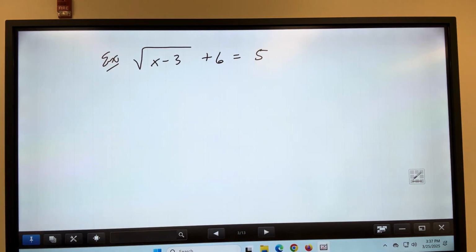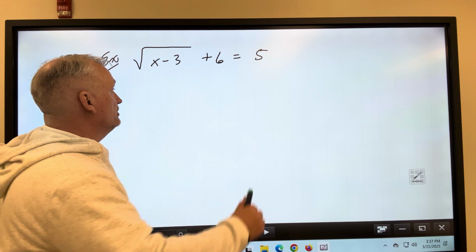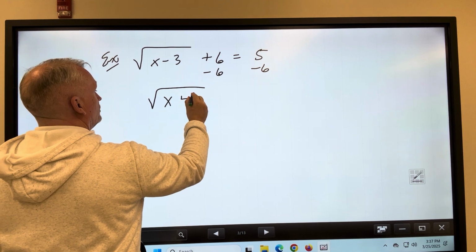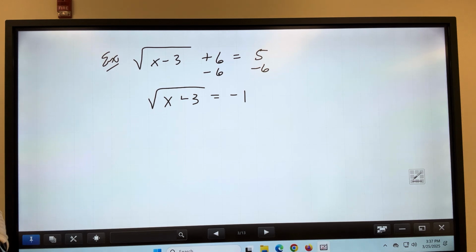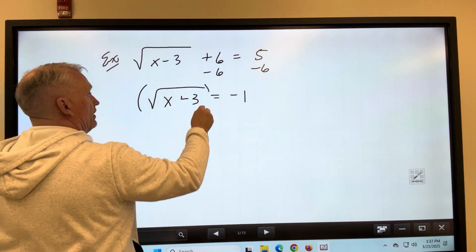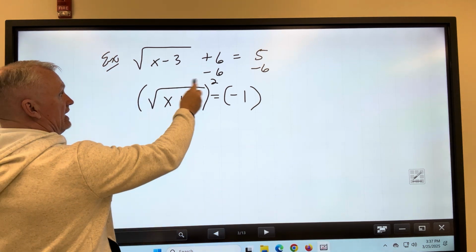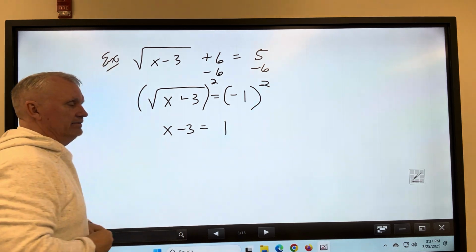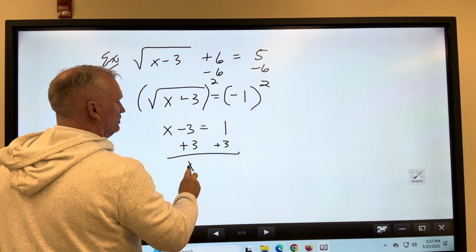Now here is one. I've got my radical sign, but I also have this number. Get it to the other side, so I'm going to subtract 6. So I have this. The square root of x minus 3 is equal to negative 1. Now, I've isolated the radical, and now all I have to do is to square it. If it's a cube root, you cube it. But this is square root. That eliminates, so I'm just left with x minus 3 is equal to, I square negative 1, which is 1. Super. Add 3. X is equal to 4.